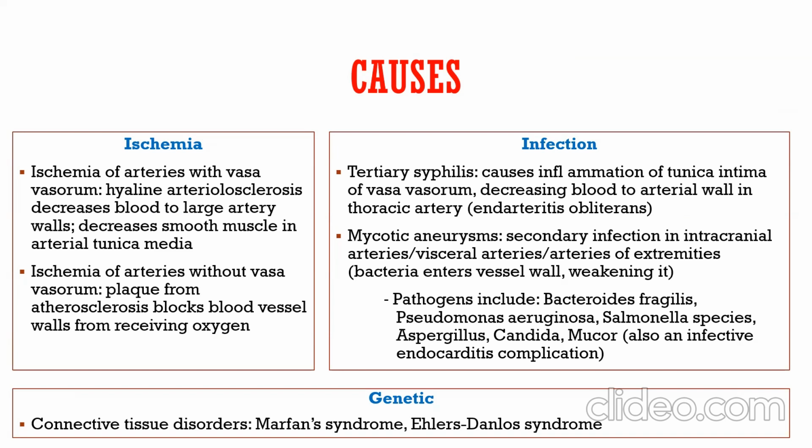Infection such as tertiary syphilis causes inflammation of the tunica intima of the vasa vasorum and decreases blood to the arterial wall in the thoracic artery, and arteritis obliterans. Mycotic aneurysm: secondary infection in intracranial arteries, visceral arteries, arteries of extremities, bacteria enter the vessel wall and weaken it. Pathogens include Bacteroides fragilis, Pseudomonas aeruginosa, Salmonella species, Aspergillus, Candida, Mucor, and also an infective endocarditis complication. Genetic diseases such as Marfan syndrome, Ehlers-Danlos syndrome.